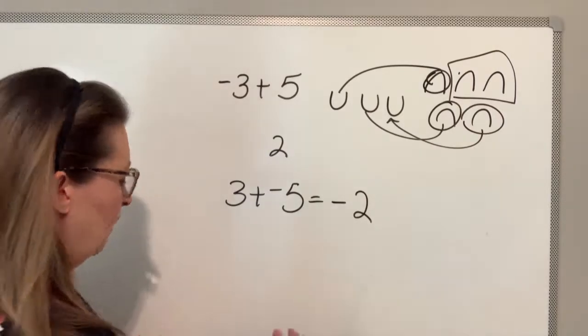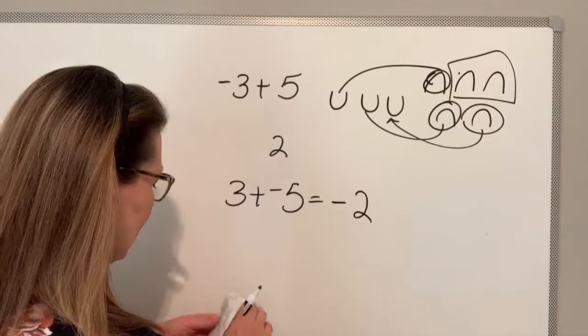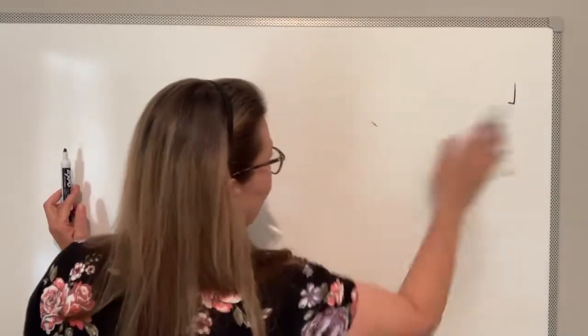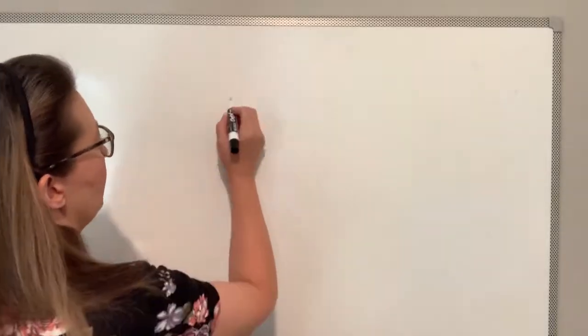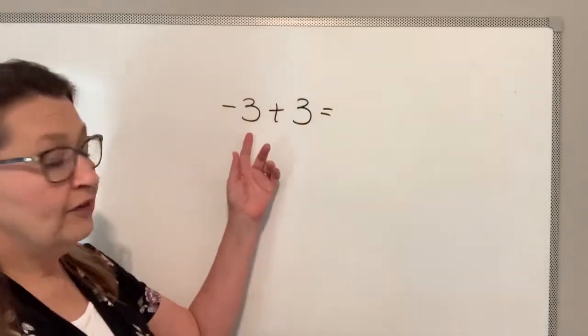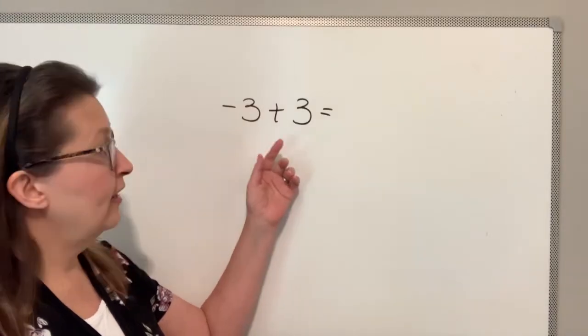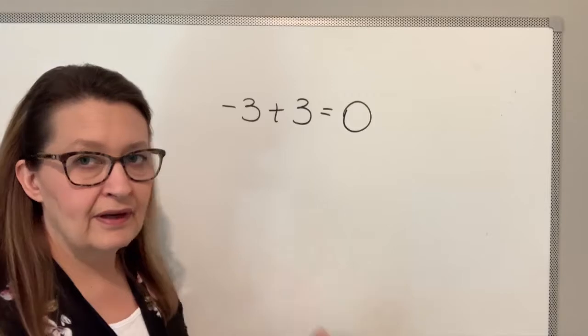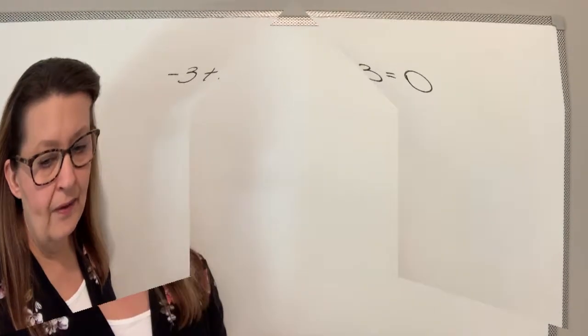Okay? Now, what would happen if I had, real quick, negative 3 plus positive 3. Well, then I've got the same number of holes in the ground as I do piles of dirt. So when I push them all together, I get 0. Okay? Okay, on to subtraction now.